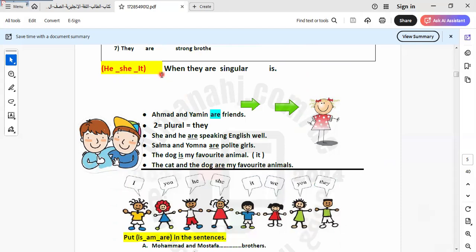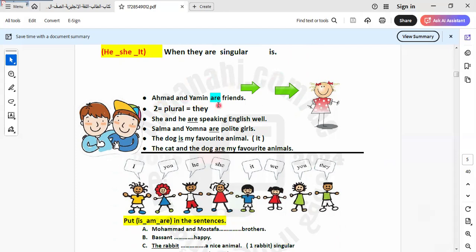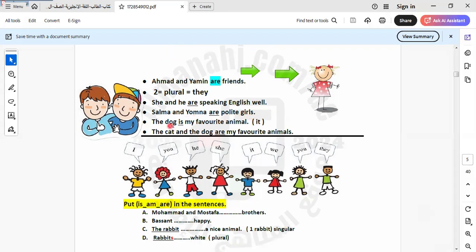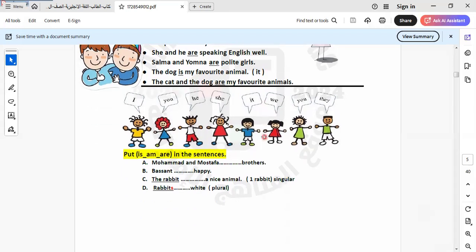Here we have he, she, it, which is singular. It takes is. Here we say Ahmed and Yumna are friends. So Ahmed and Yumna are two, more than one, so the verb to be here is are. She and he are speaking English well. So here we have more than one, so it takes are. Salma and Yumna are polite girls. The dog is my favorite animal. We can replace the dog with the pronoun it. The cat and the dog are my favorite animals.